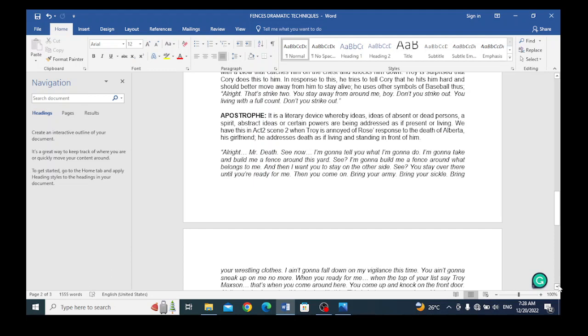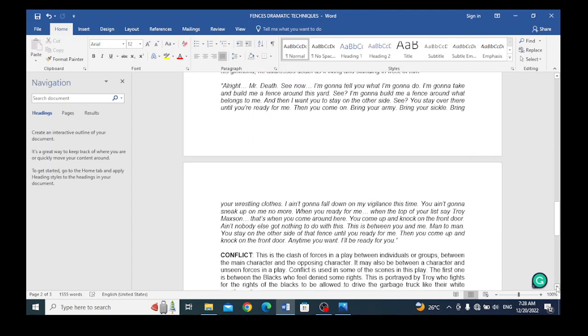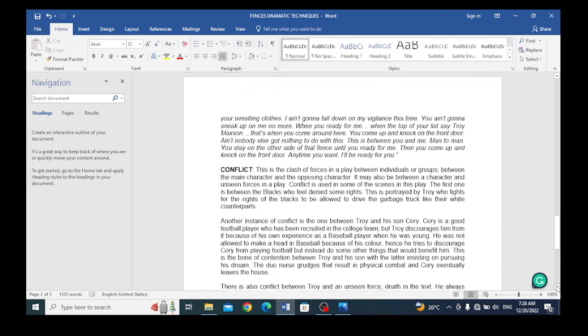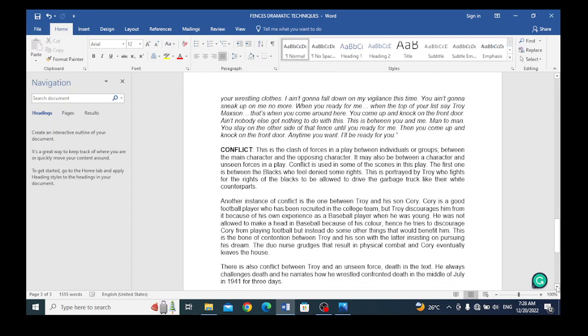Quote, alright, Mr. Dare, see now, I'm gonna tell you what I'm gonna do. I'm gonna take and build me a fence around this yard. See, I'm gonna build me a fence around what belongs to me. And then I want you to stay on the other side. See, you stay over there until you are ready for me. Then you come home. Bring your army. Bring your sickle. Bring your wrestling clothes. I ain't gonna fall down on my vigilance this time. You ain't gonna sneak up on me no more.